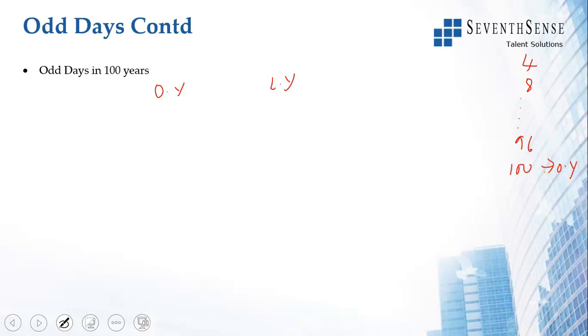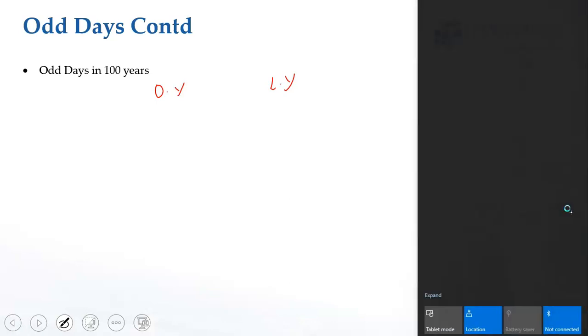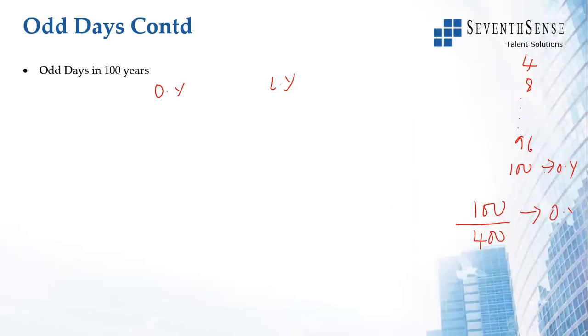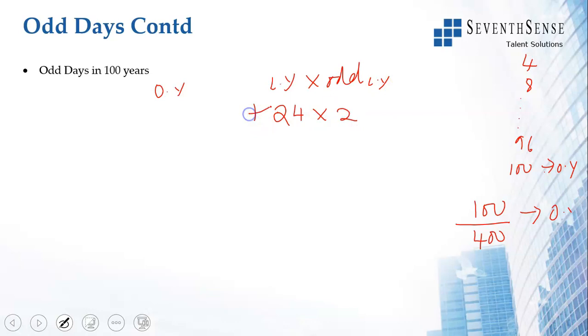Why is 100 an ordinary year? Because it's a century year. And for century years, if you divide by 400, it should not leave a remainder for it to be leap. Here it leaves a remainder, so it is an ordinary year. Okay. So if it is an ordinary year, how many leap years do you have from 0 to 100? You will have 24 leap years. So 24 leap years into odd days of leap year. If it is 24, you will have 76 ordinary years. Odd days of ordinary year: 1. So 76 plus 48.